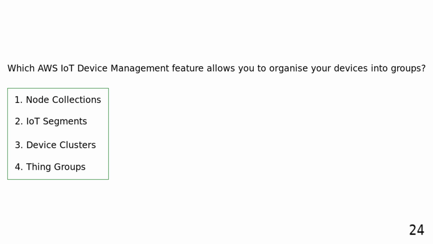Which AWS IoT Device Management feature allows you to organize your devices into groups? Node collections. IoT segments. Device clusters. Thing groups.